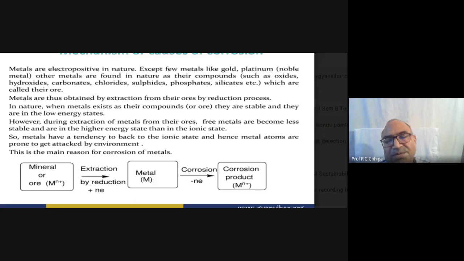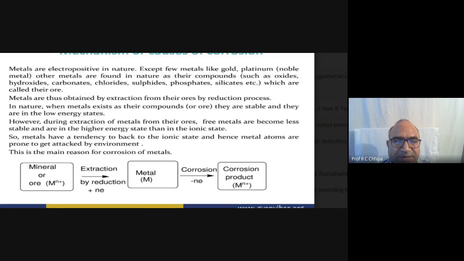However, different properties of compounds are also there, but there is a difference. This is an automatic process, related to entropy. In nature, iron is present in iron oxide. There are different compounds: carbonates, sulfides, oxides, silicates, phosphates. Now we can say corrosion, and metals are obtained by extraction from their ores by a reduction process.